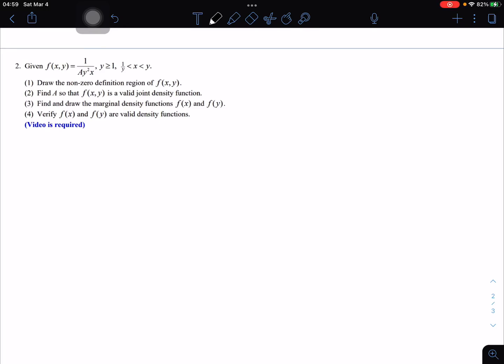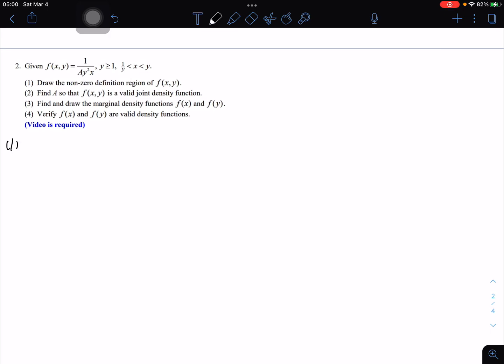Okay, let's look at question 2. Question 2, given f(x,y) equals a y squared x. First, draw the non-zero definition region of f(x,y).